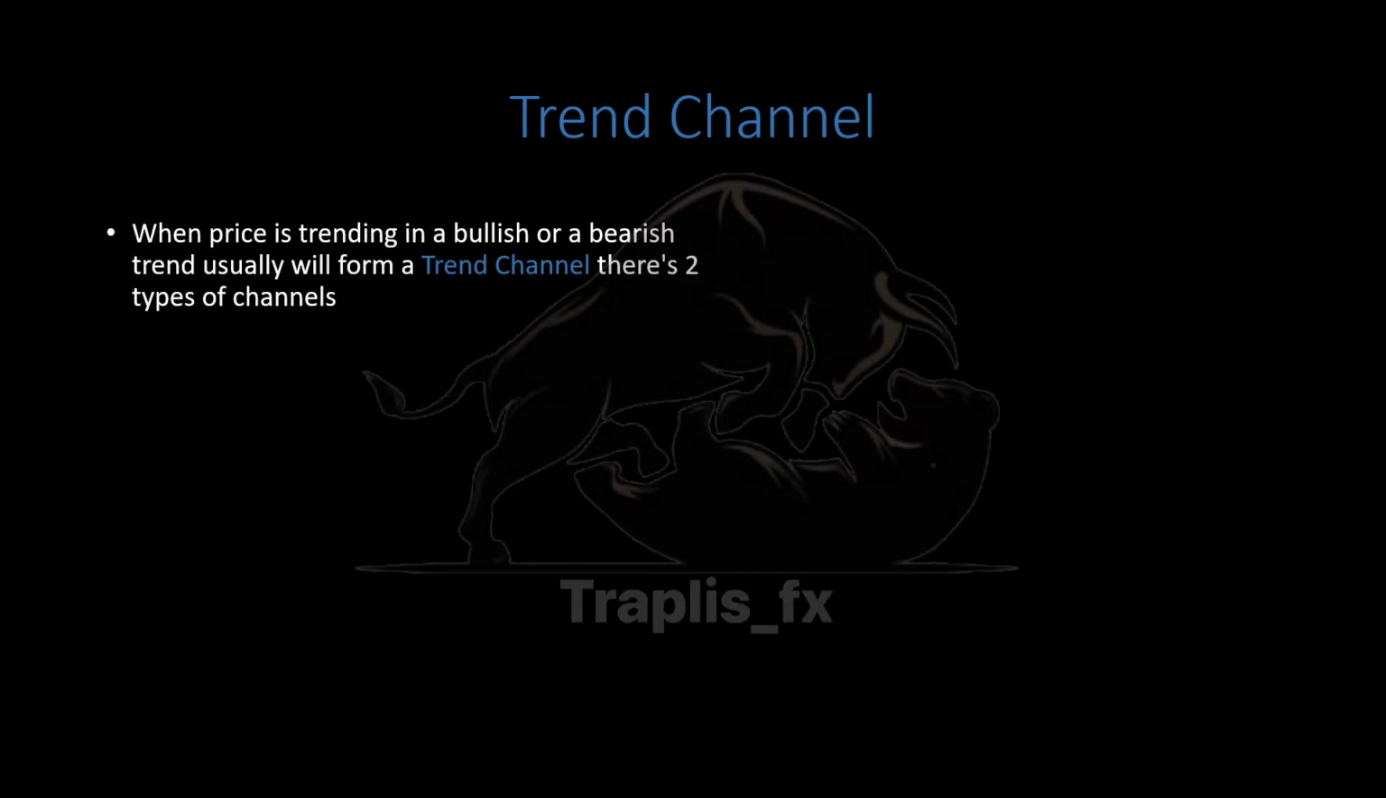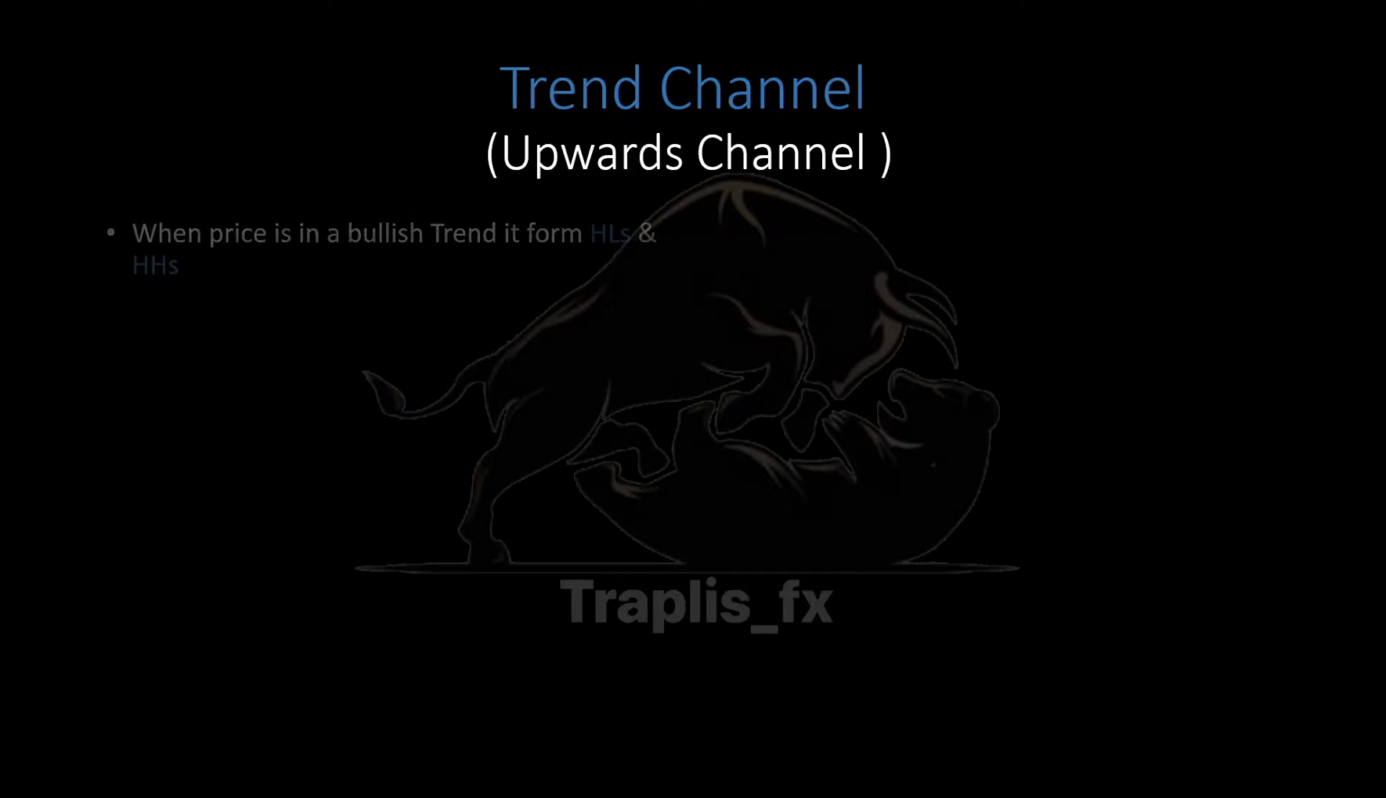So a channel is basically when price is in a trend, so it's either a bullish or a bearish trend, like we can see here, and it stays there for too long, price will create a channel. There's two types. There's an upwards channel and a downwards channel. Okay, so we're going to cover upwards channel first.